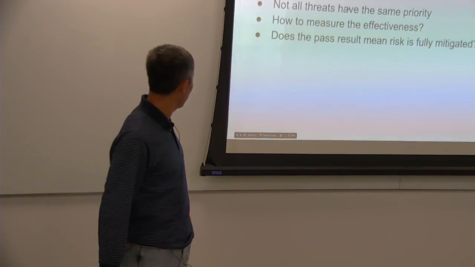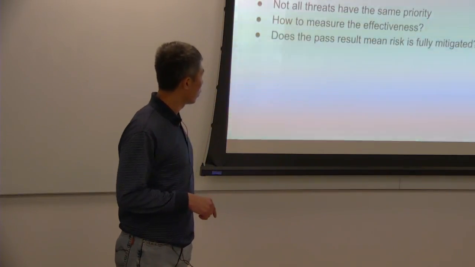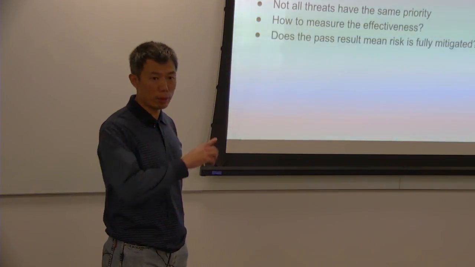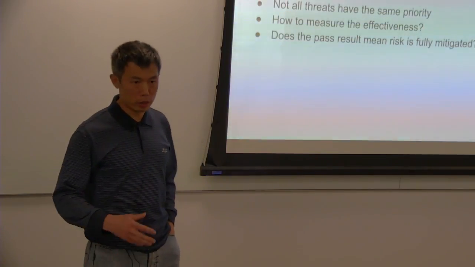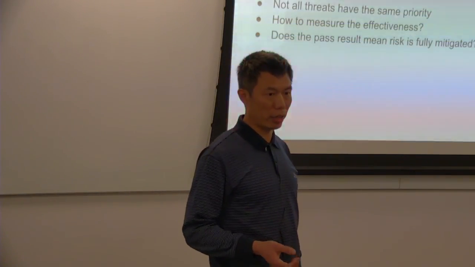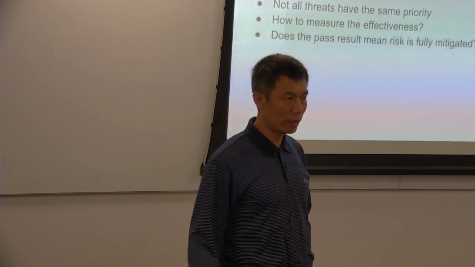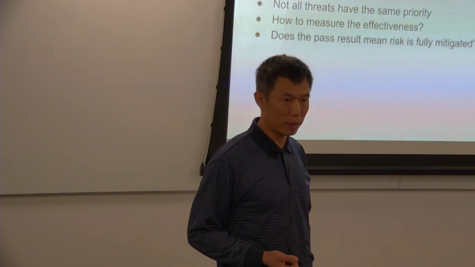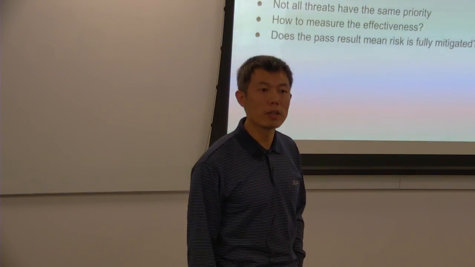And lastly is a question for the audience. Does a passing result mean the risk is fully mitigated? For example, for a brute force attack, we use test cases to make sure the account locking is working successfully after 3 or 5 tries. Does that mean the risk is mitigated? I see Greg is shaking his head. Could you?